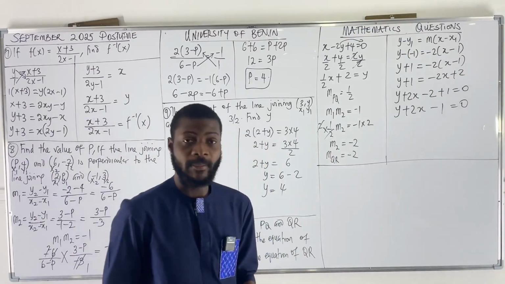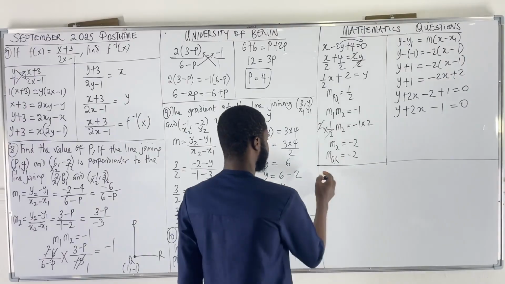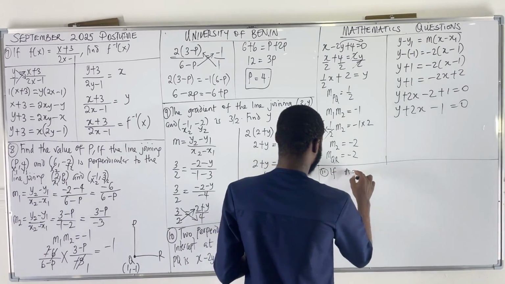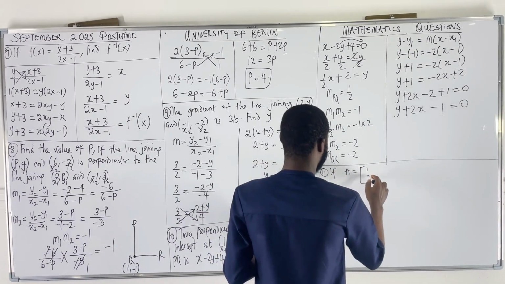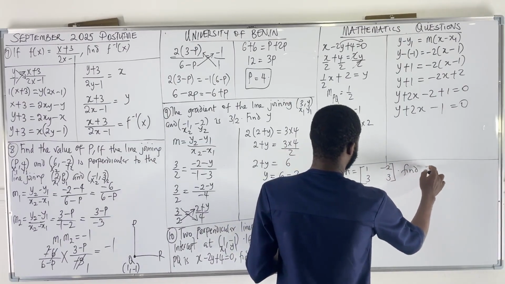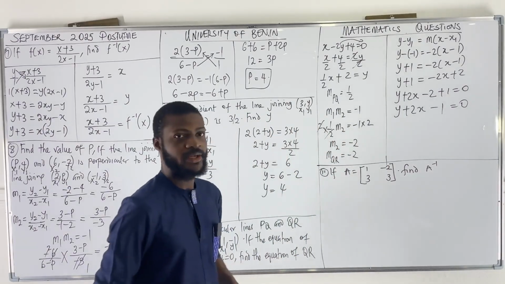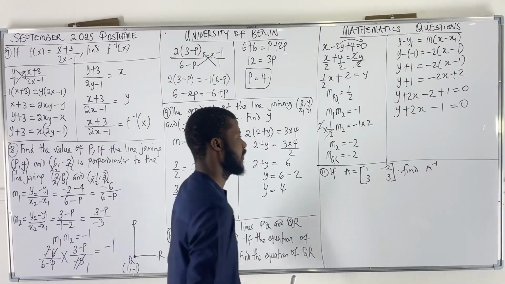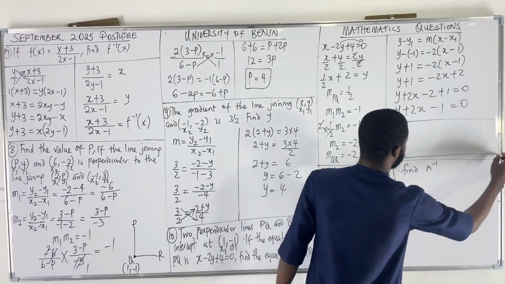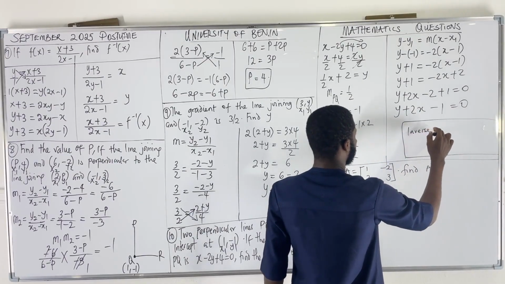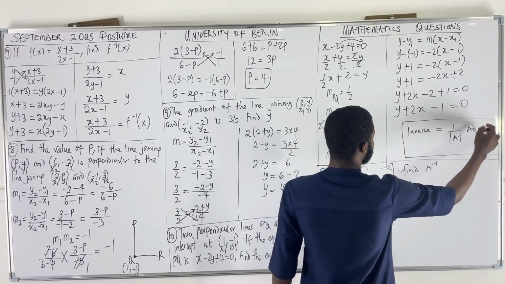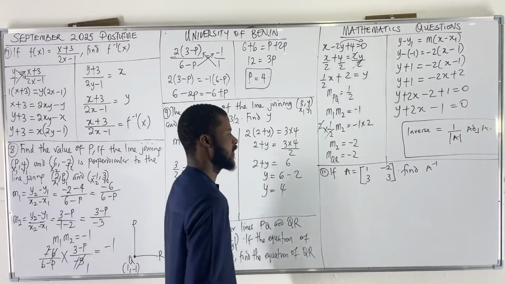So let us proceed to number 11. Yep, number 11. So this is where matrix begins. If A is equal to 1, 3, minus 2, 3, you have to find A inverse. Now, the formula for the inverse of a matrix: the inverse of a matrix is equal to 1 over the determinant of that matrix multiplied by the adjoint of that matrix. So first of all, let's find the determinant.